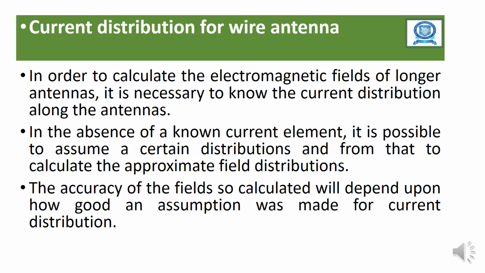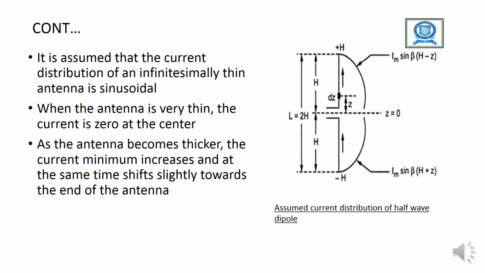First, starting with the current distribution for wire antenna, we know that in order to calculate the electromagnetic fields of longer antennas, we first have to know how the current is distributed along the antenna. In case there is absence of one current element, then we have to assume some amount of distribution in that particular antenna, and do the approximate calculation of field distribution. So the accuracy of the fields depends upon how the assumption is made for the current distribution along the antenna.